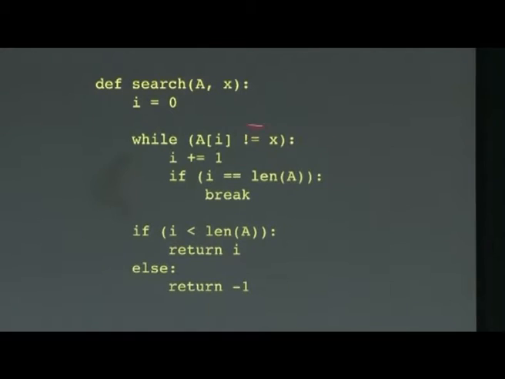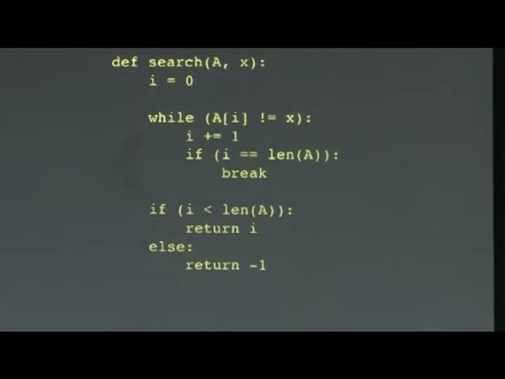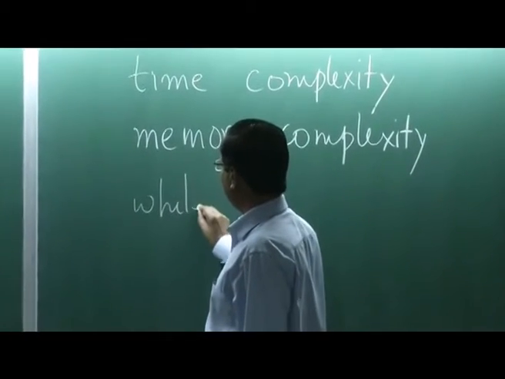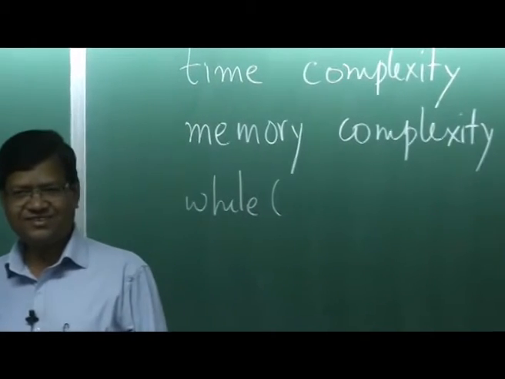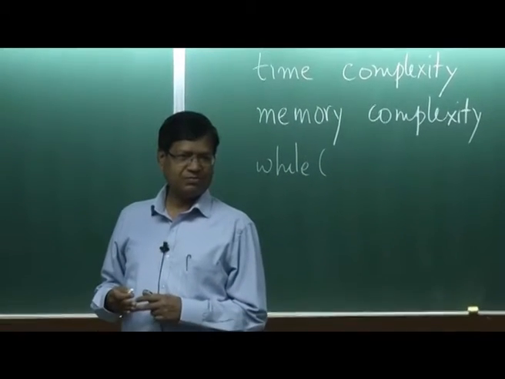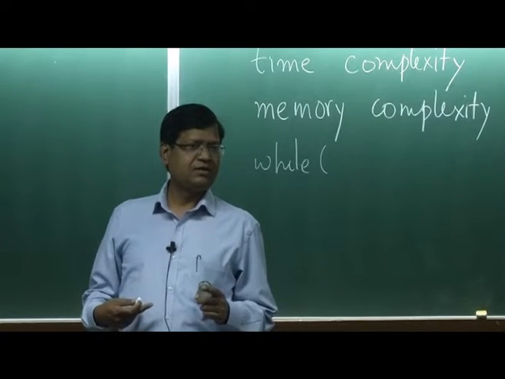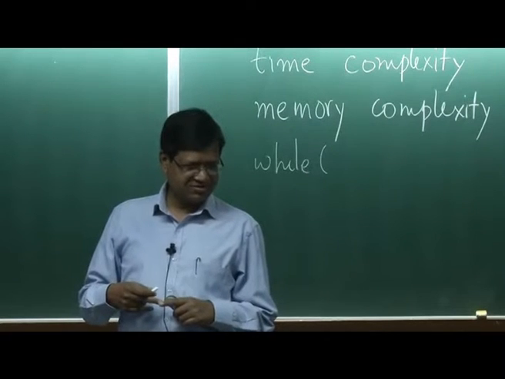Now I could have written this while loop in a slightly different way if I want to avoid break. The way to do it is to put both the conditions in the while. So how should I put both the conditions in the while? I have to say that ai is not equal to x and i is less than n. So if both the conditions are satisfied, you continue. If any of the conditions is wrong, then you get out.